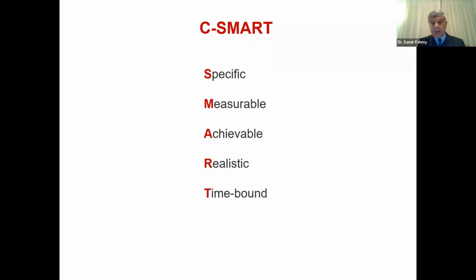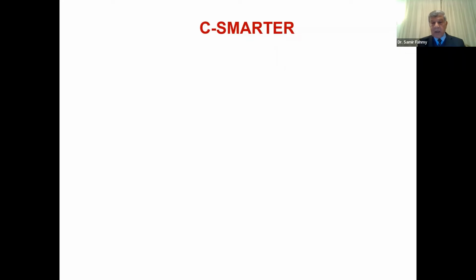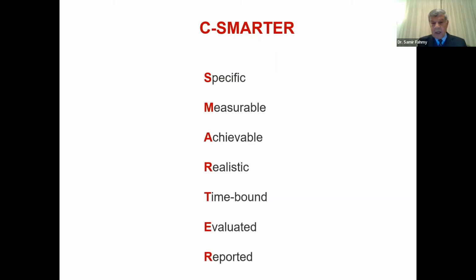Now it's recently been updated to be, let's say, SMARTER. So instead of SMART, you also have to add E and R, which are evaluated and reported. Evaluated, to monitor the level of progress and the level of positive and negative deviation. At the same time, reported, to have a reference to look at frequently.